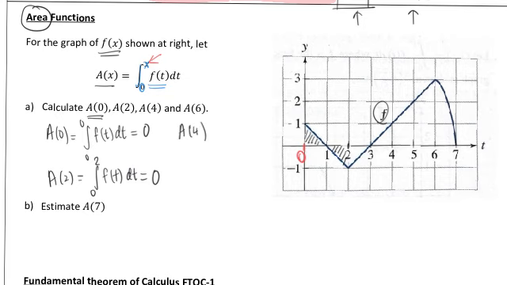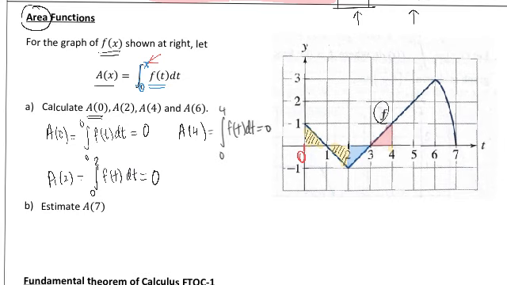A of 4 would mean we are going from 0 to 4. So we've got these two triangles that already canceled out. And then we have this area. Remember, integral is always the area between the f and the x-axis. And then I have this last area here. Well, the blue and the red triangle is going to cancel out also. So the total is still going to be 0. So this integral is equal to 0.